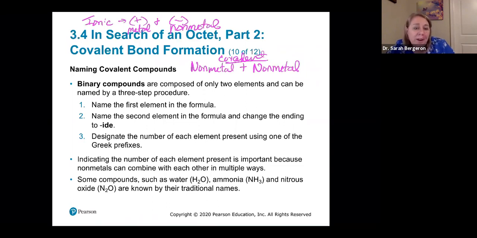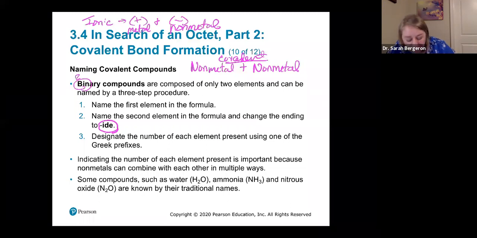So when you're naming a binary compound, binary means two. Bi is two. So you have two elements. You look at the formula and you name the first element in the formula. Then when you look at the second element, you're going to end it in IDE. That'll tell you what two elements you have, but it won't tell you how many of each, because we don't have charges the way we did in ionic compounds. And so we use a prefix to say how many of each that you have.